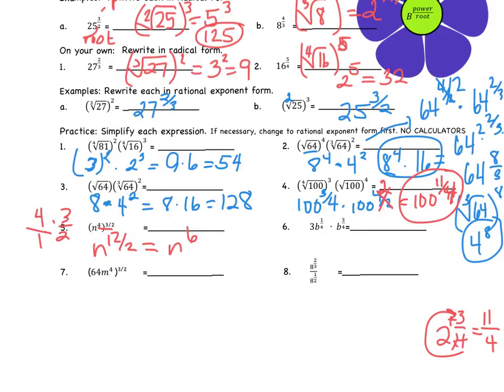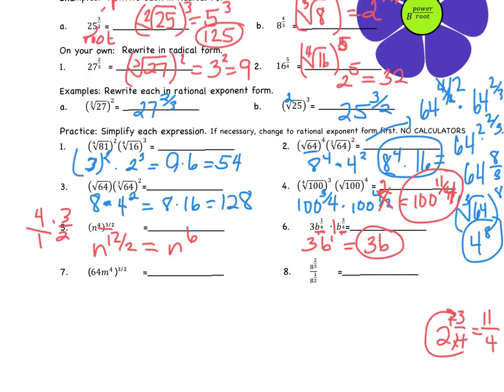All right, for this one, I'm going to look at the numbers that I've got in front of my variables. So 3 times 1 is 3. I'm going to use my rule of exponents here. I've got two powers, so the bases are the same, so I'm going to add my powers. 1/4 plus 3/4 is actually 1, so this simplifies into 3 times b.